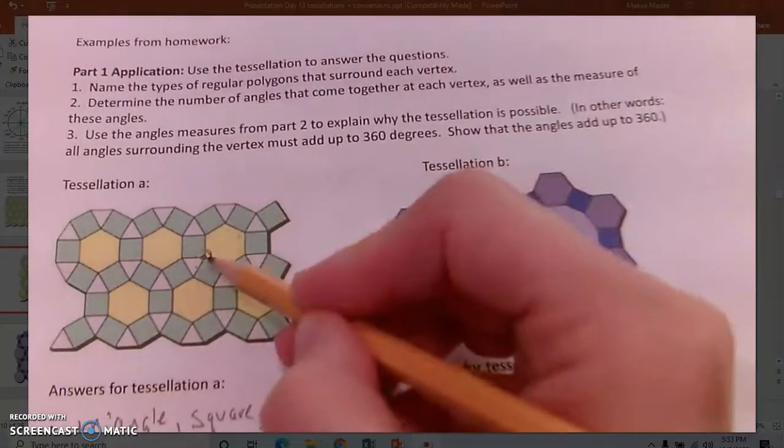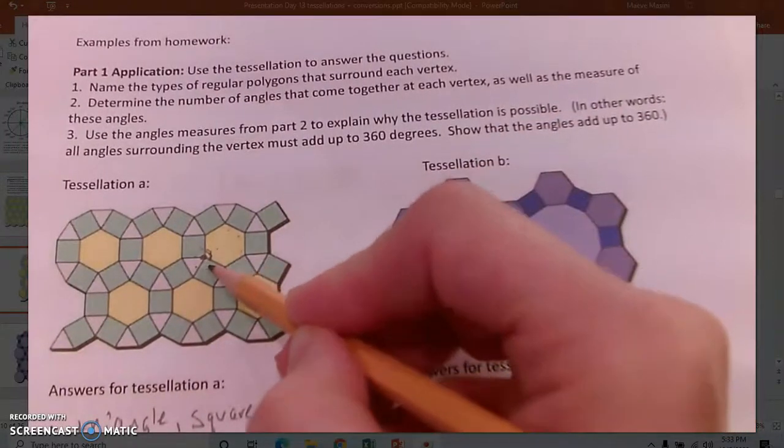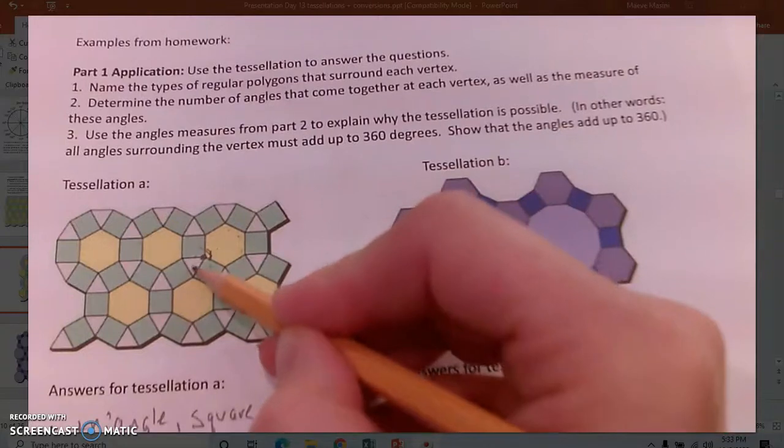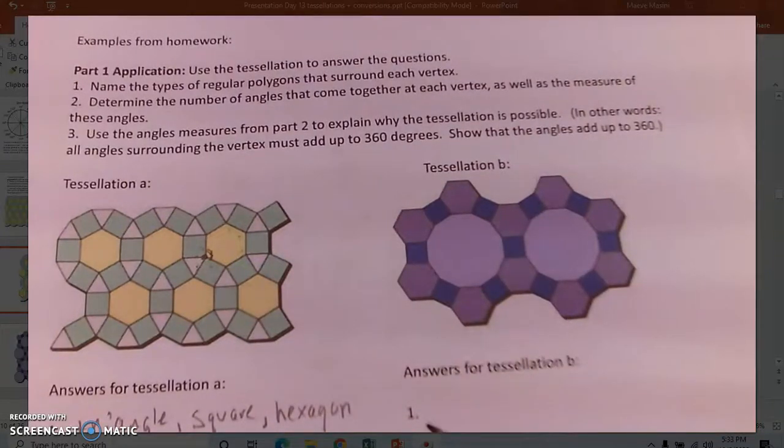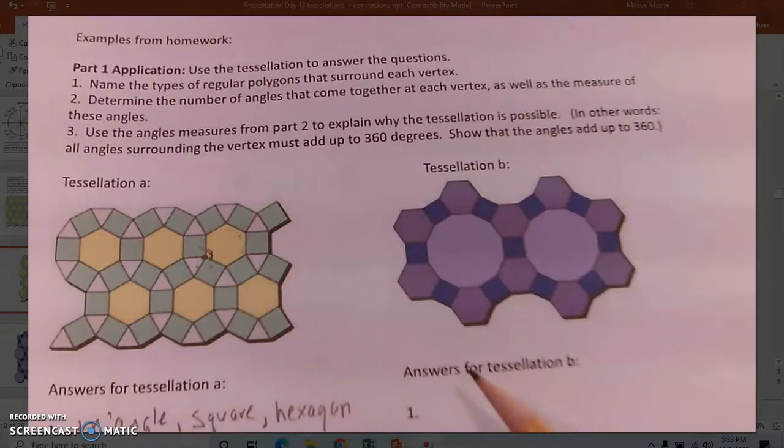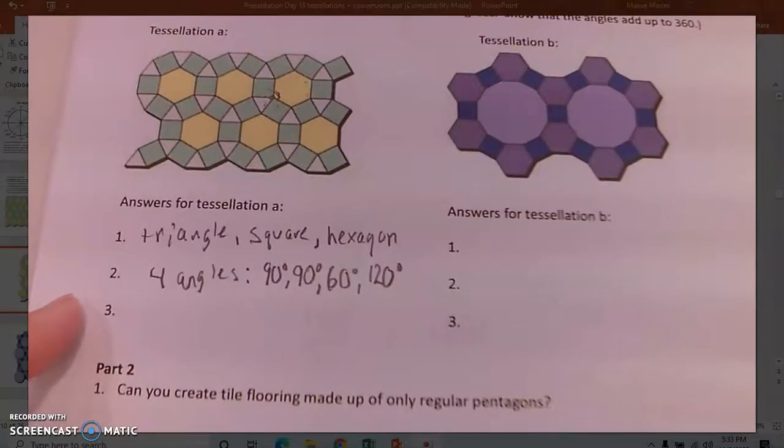So what do I have? I have 120 degrees, I have 90 degrees, I have 90 degrees, and I have 60 degrees for the triangle. And you can figure out the triangle the same way if you didn't know that it was 60 degrees: n is 3, minus 2 is 1, times 180, and there you have it. You've got 180 degrees, and then divide it by 3 because there are 3 equal angles. Okay, so let's write this down. Okay, so there's my answer for number 2.